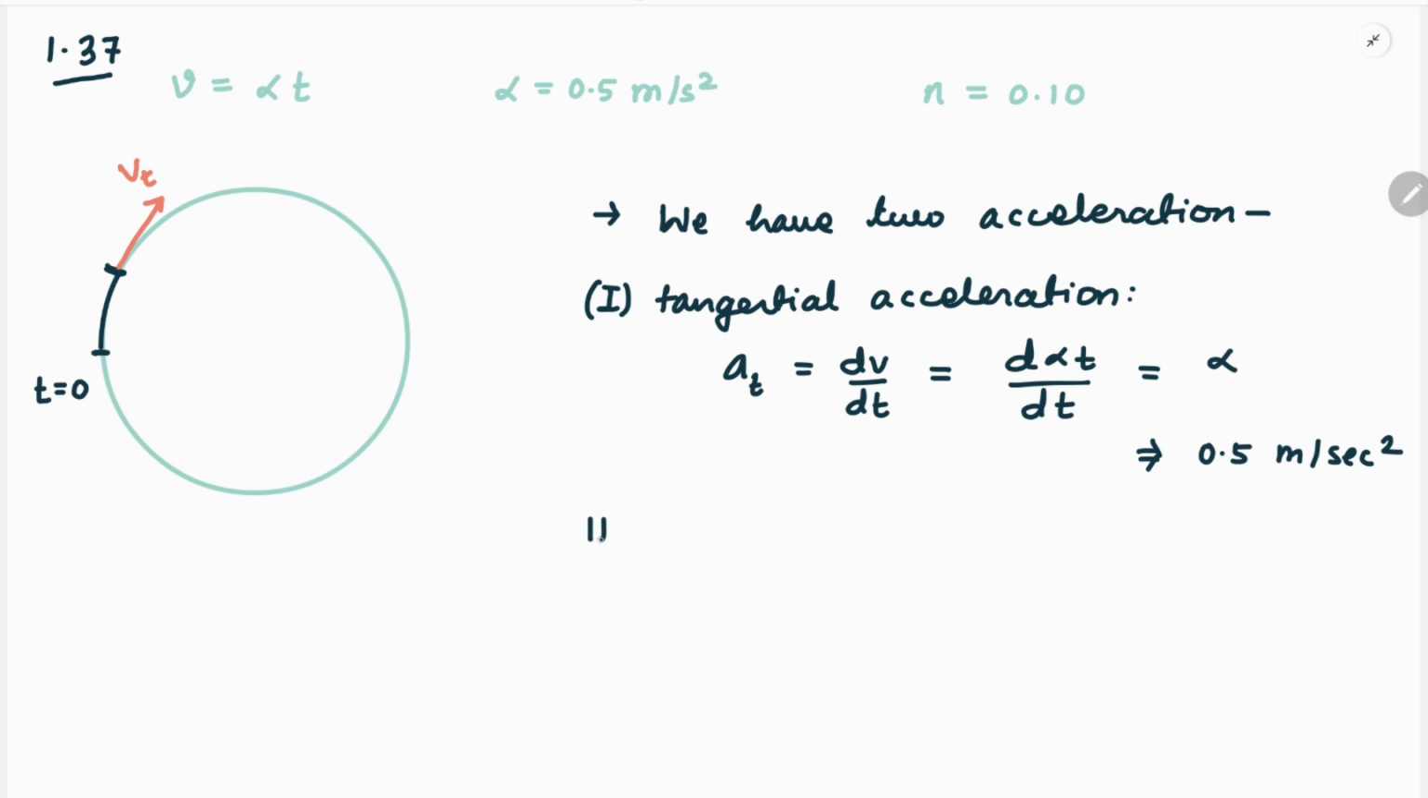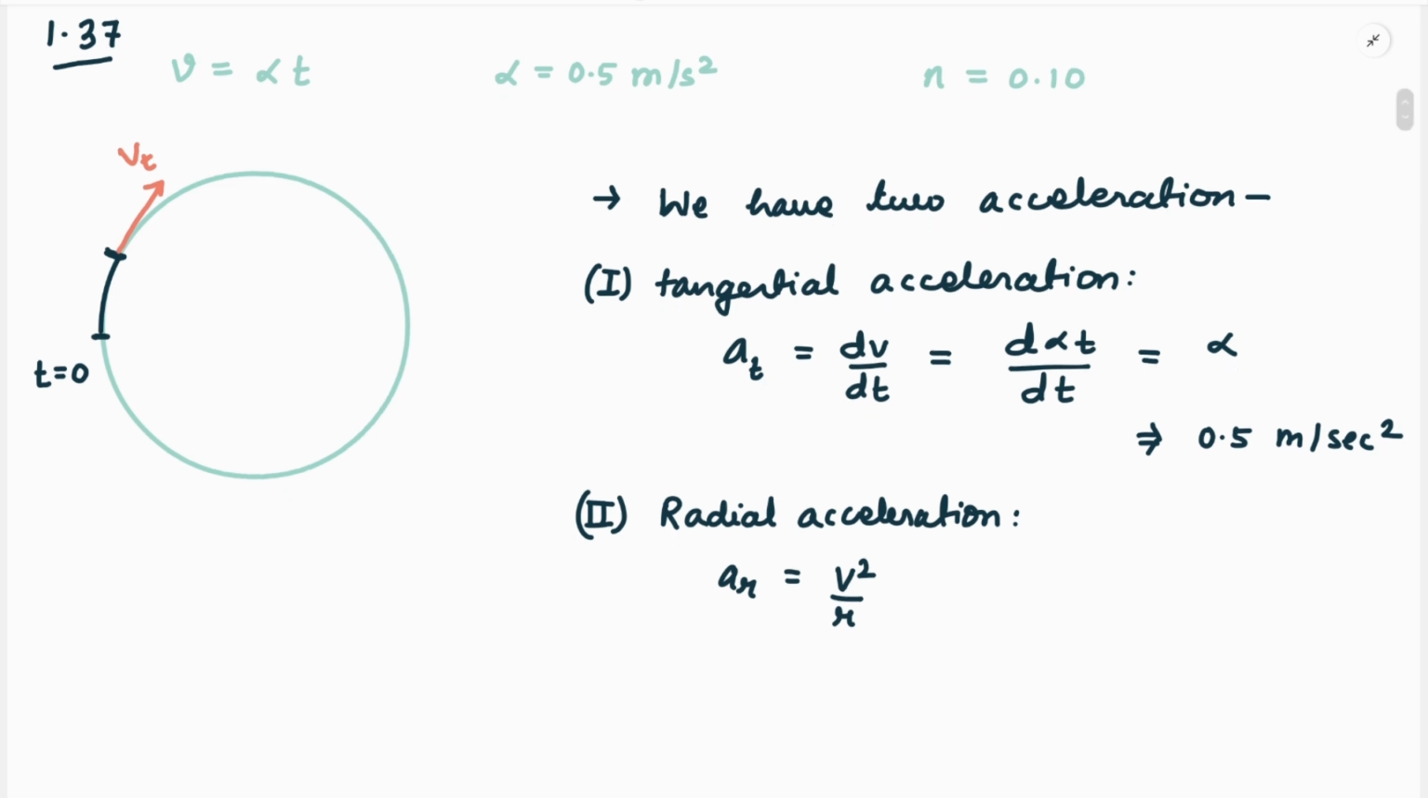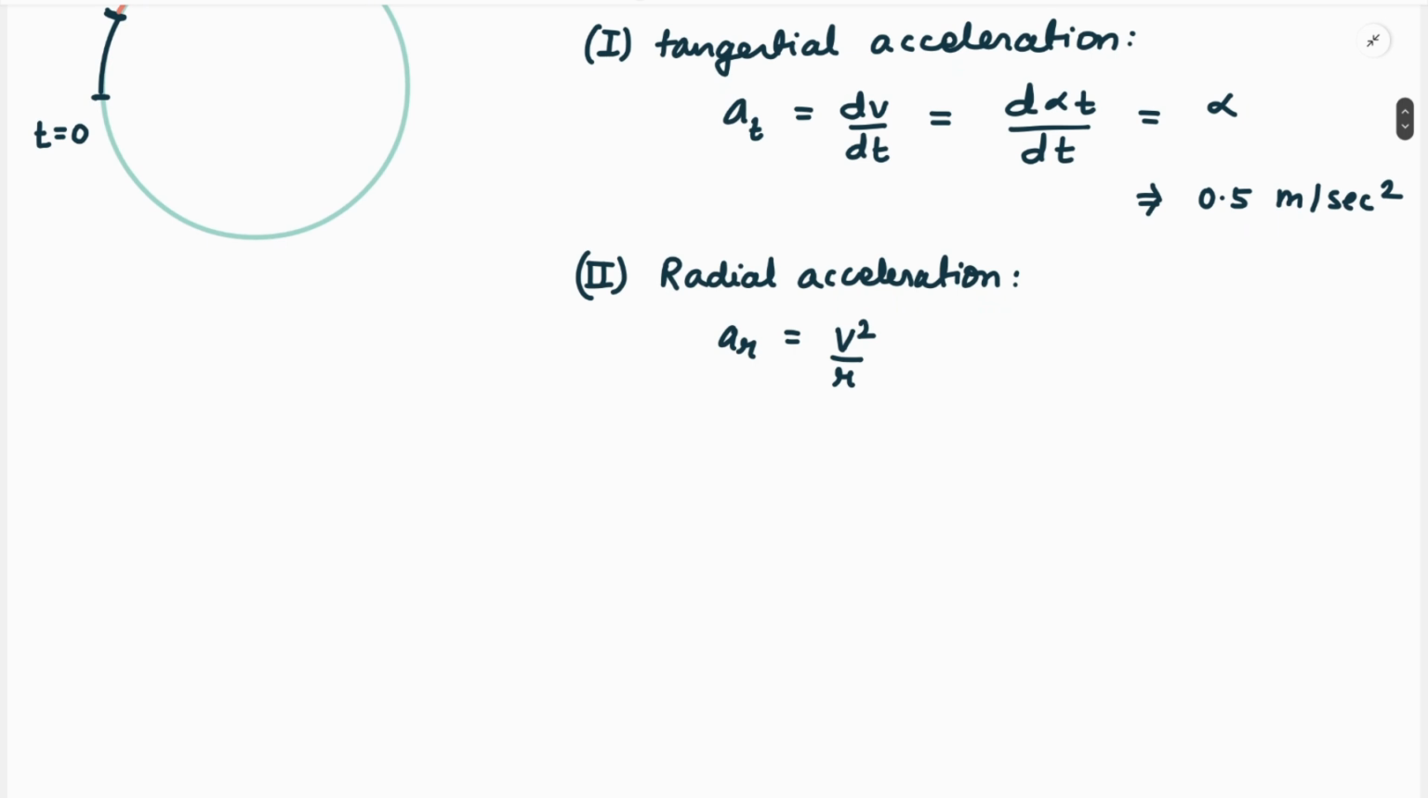Now the second part is the radial acceleration. In order to understand this radial acceleration, the formulation says that the radial acceleration is equal to v square upon r. So we need to know the velocity after it has covered 0.1 part of the circle.